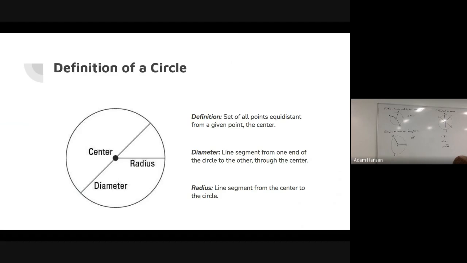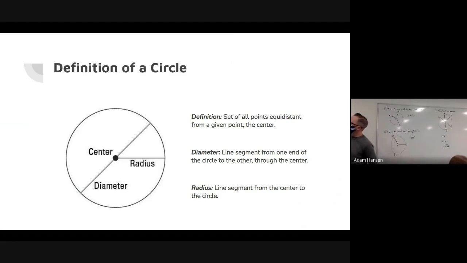A couple of different distances within a circle to know more about. I'm sure you've seen these words before: radius and diameter. How do we name that distance between the center and any point on the circle? From the center to any point on the circle, that is called the radius.